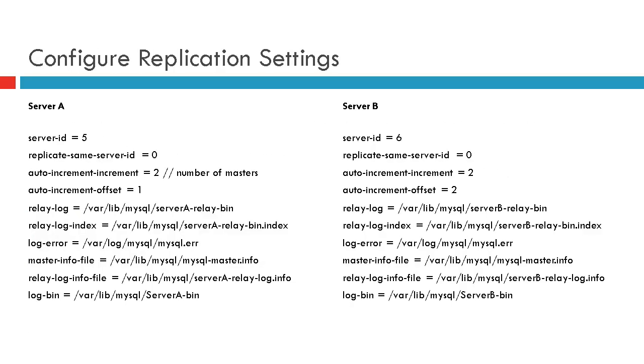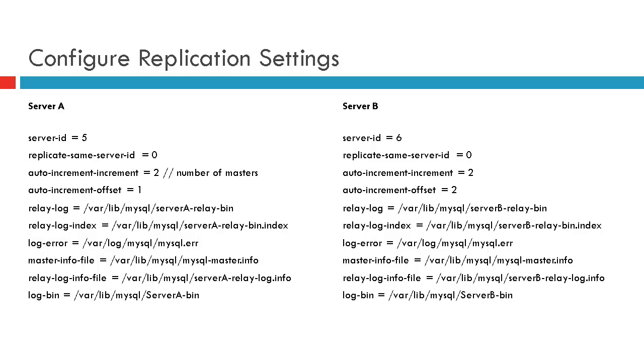Before jumping into the hands-on configuration of the replication, I wanted to take a moment to discuss the different options and configuration parameters that we will be using to configure the replication. I have the two servers' configurations side by side so we can look at it as well as talk about the different options. The first option is the server ID.